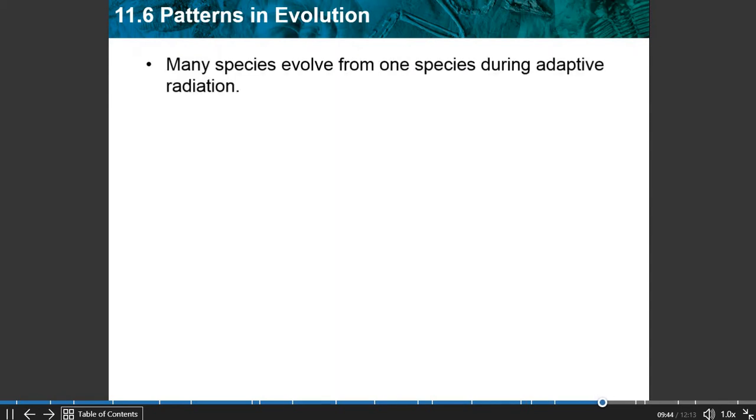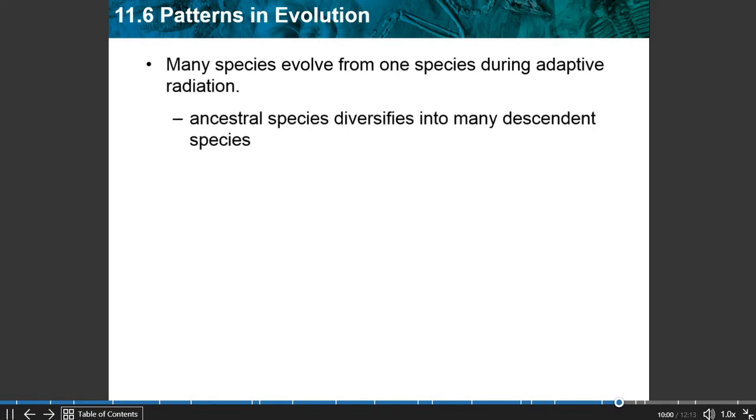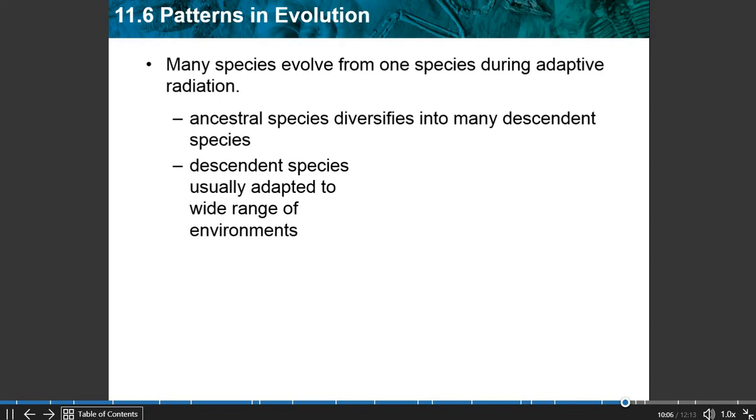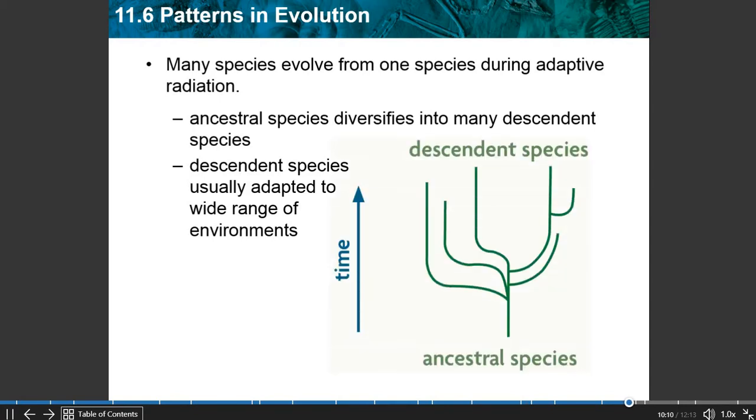There is the idea of gradualism, which says it's just a slow, steady change over a long period of time. So many species evolve from one species during what's known as adaptive radiation, which is also divergent evolution. So an ancestral species diverges into many descendant species. Descendant species usually are adapted to a wide range of environments.